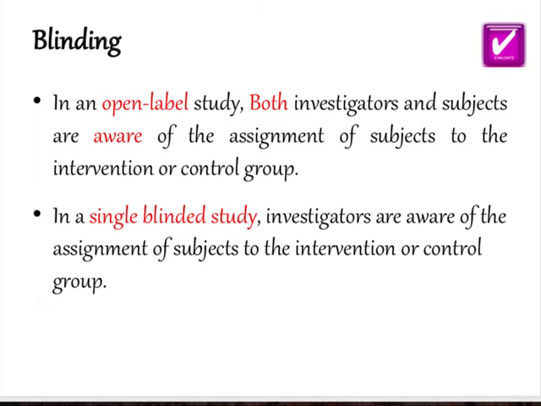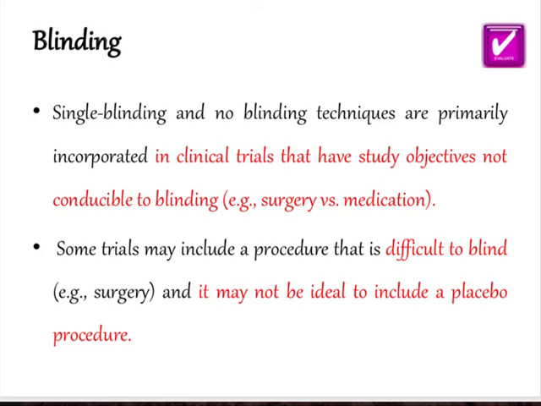Okay. The second one is single blinded. In single blinded, the investigator is aware of the assignment, but the patient doesn't know. So the patient doesn't know whether they are taking the placebo or any control, or they are taking the intervention, and the investigator is the only person who knows about it. Single blind and no blind are primarily incorporated in clinical trials that have study objectives not conducive to blinding.